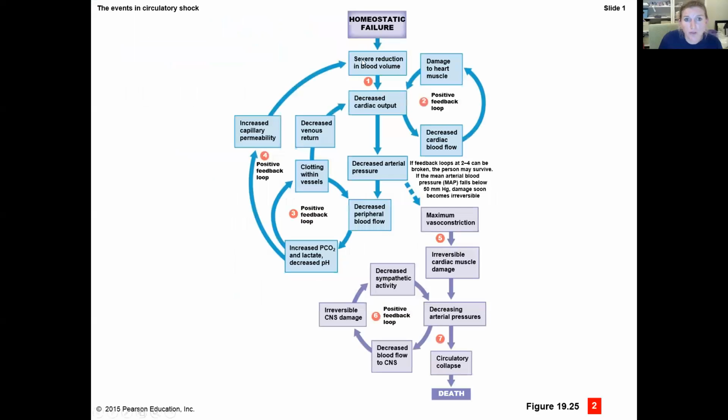So you have severe reduction in blood volume, decreasing cardiac output, decreasing arterial pressure, decreasing peripheral blood flow. This leads to an increase in the partial pressure of carbon dioxide and lactate and decreased pH. This can all create this positive feedback loop system, leading to damaged heart muscle tissue, where eventually, if that feedback loop continues and there's no response from the body, we get maximum vasoconstriction, irreversible cardiac muscle damage, decreasing arterial pressure, and then circulatory collapse, which leads to death.